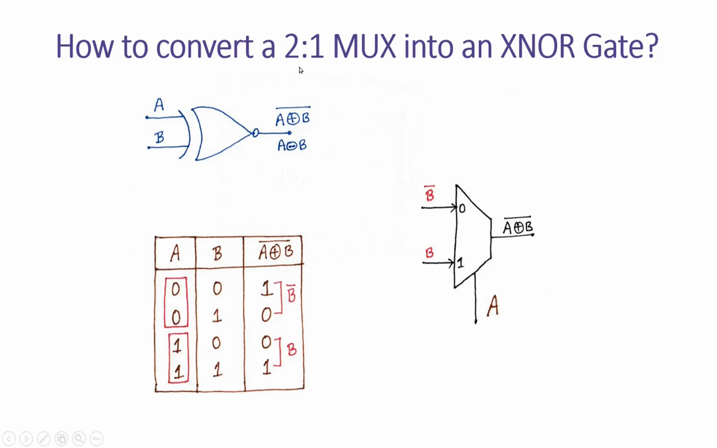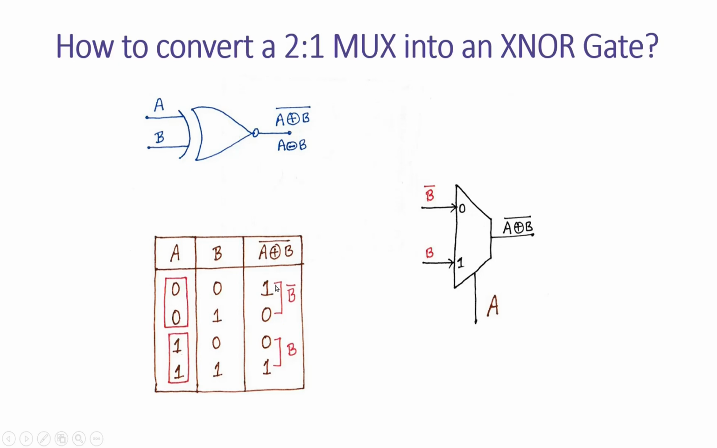Now I will convert 2:1 multiplexer into an XNOR gate. And this is a symbol of 2:1 multiplexer. And as a thumb rule, we will apply one of the input to the select line and I am applying A at the select line. When A is 0, I know that I0 will be passed at the output of the multiplexer.